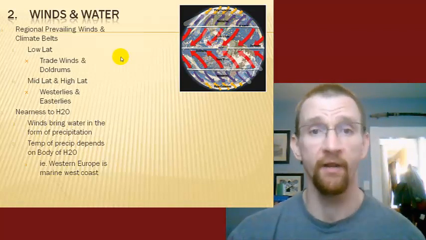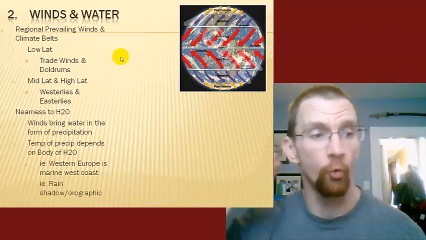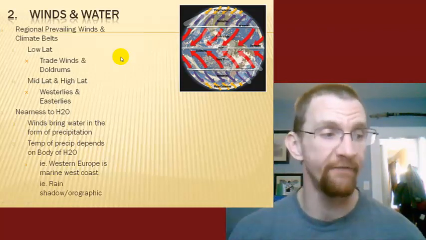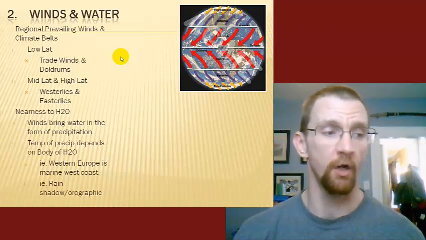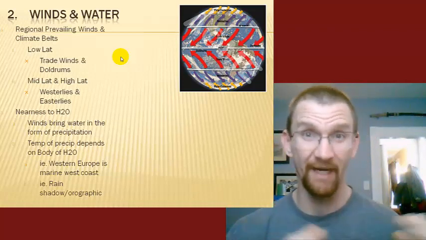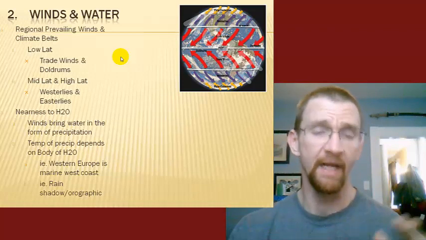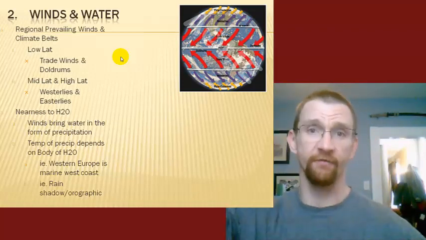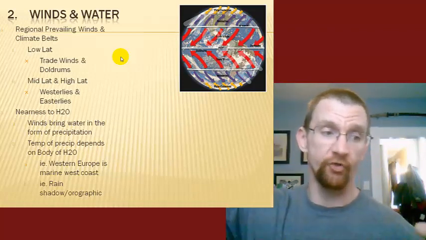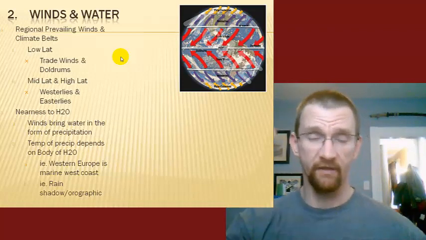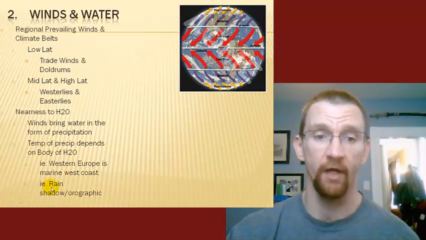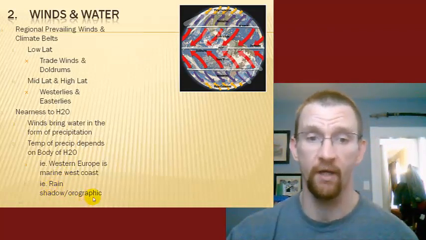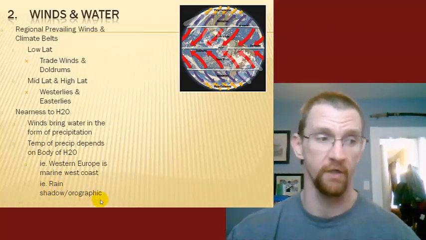Okay. Another example of this is something called the rain shadow or orographic effect. Another example of how regional prevailing winds blow over a large body of water, like an ocean, and then hit a mountain range. Okay, the mountain blocks precipitation from going to the other side and drops all the rain on one side. Okay, so one side gets all the rain, one side doesn't. This is called the rain shadow, right here, rain shadow, or the orographic effect. Those go in the blank.